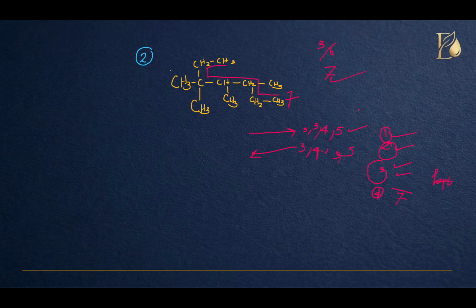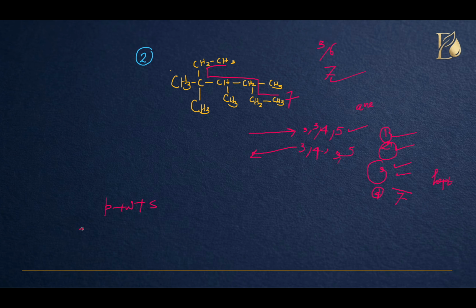So what is the final name? There is no functional group and there is no unsaturation. Unsaturation means double bond or triple bond. So the suffix will be ane. And we know our general formula: prefix plus word root plus suffix. So we can start from the prefix. What are the prefixes? All the substituents are methyl groups.